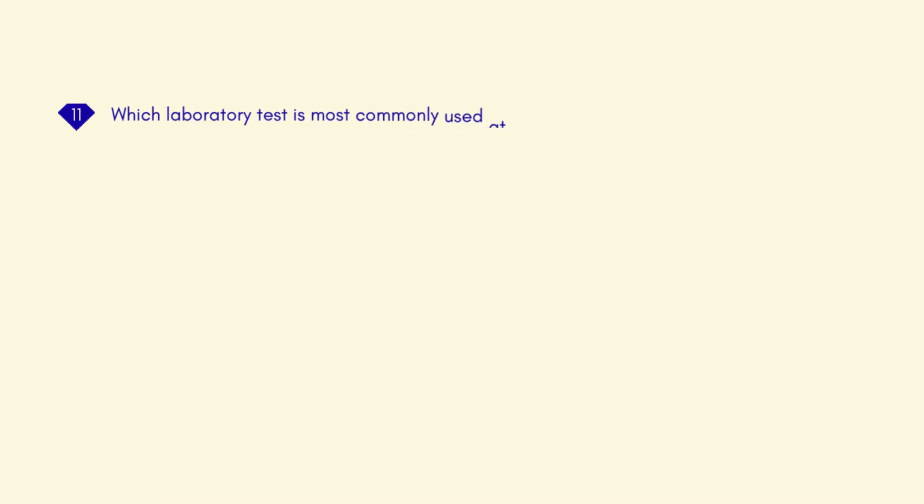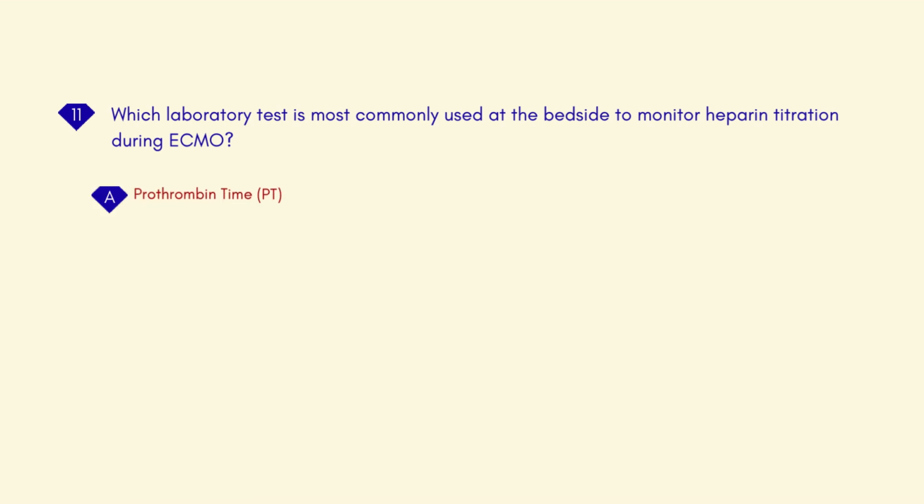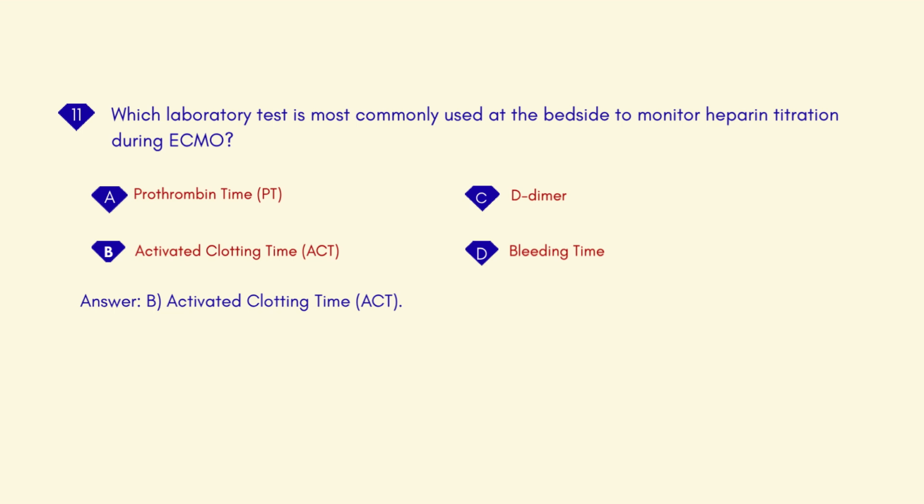Which laboratory test is most commonly used at the bedside to monitor heparin titration during ECMO? A. Prothrombin time, PT. B. Activated clotting time, ACT. C. D-dimer. D. Bleeding time. Answer: B. Activated clotting time, ACT.